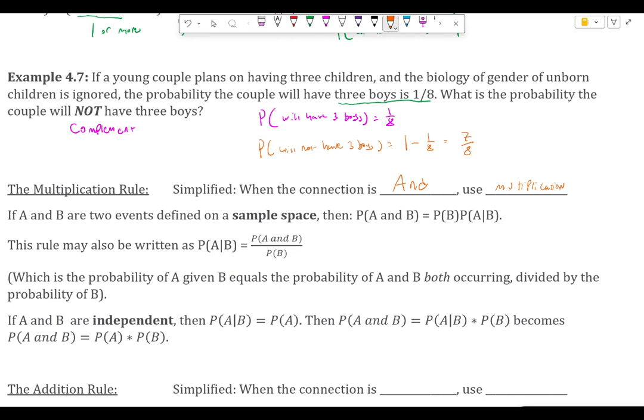So it says here, if A and B are 2 events defined on a sample space, then the probability that A and B both occur is equal to the probability of B times the probability of A given B. And the probability of A given B is the probability of A and B divided by the probability of B. It gets rather into the weeds. So for this class, what we're going to be focusing on this semester is basically just independent events.